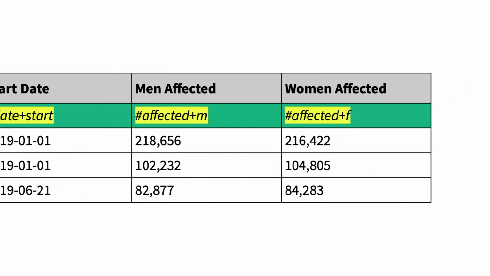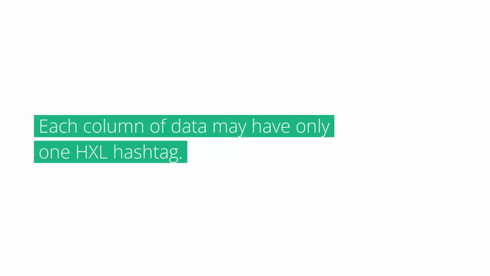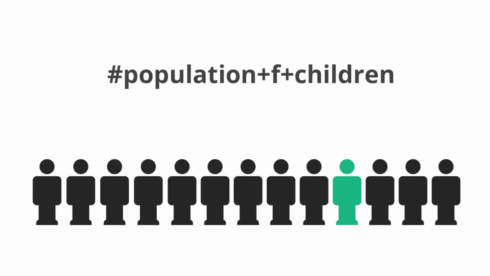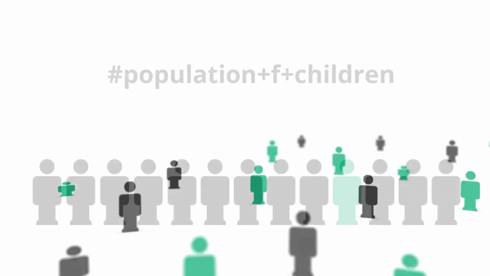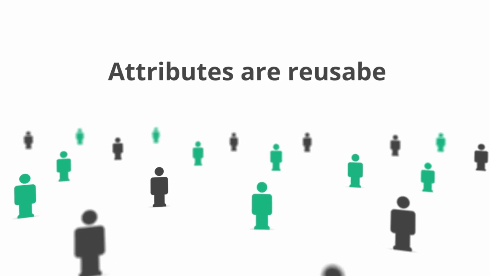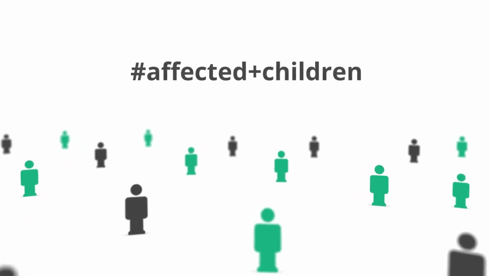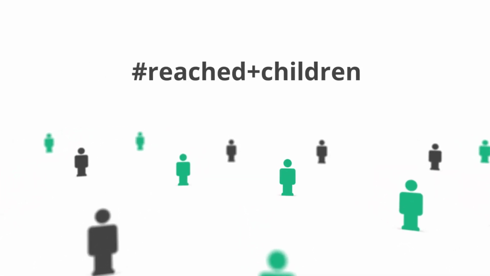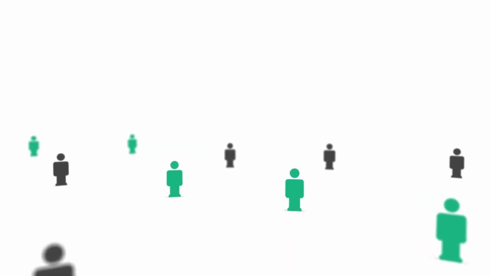by a crisis. While each column may have only one Hexel hashtag, there's no limit to the number of attributes that you can add. For example, you can combine the attribute f for female and the attribute children to refine the hashtag population so that it refers specifically to the number of girls in the general population. Attributes are also reusable. The attribute children, for example, can refer to any hashtag that describes a column with numbers of people.